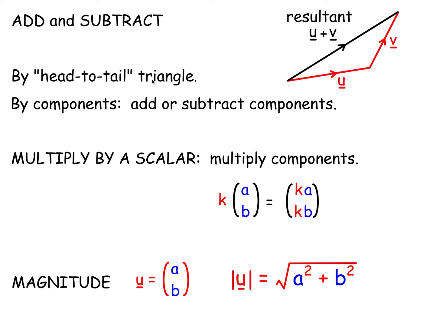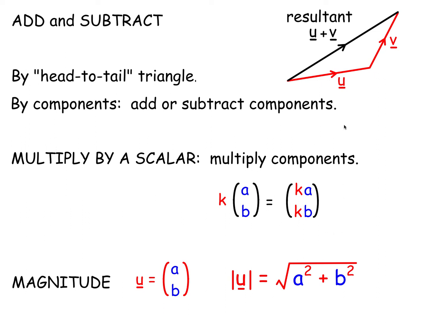So when dealing with 2-dimensional vectors, we added vectors head to tail. We added vectors by adding the components. If we multiplied a vector by a number, a scalar, then we multiplied the components by that number. And if we wanted the size of the vector, its magnitude, we took the component form, squared the components, added them, and took the square root. That followed from Pythagoras' theorem.